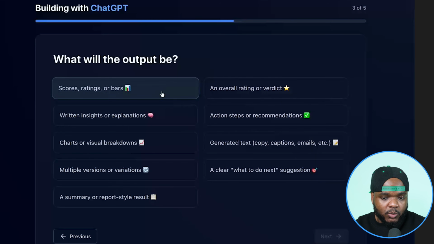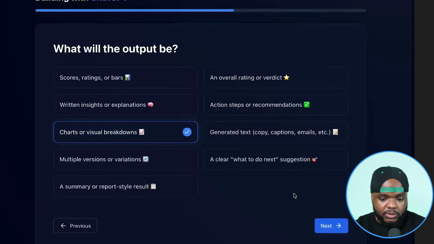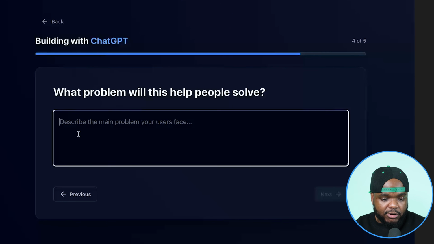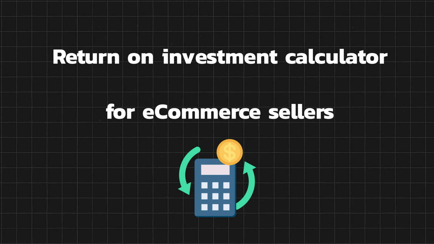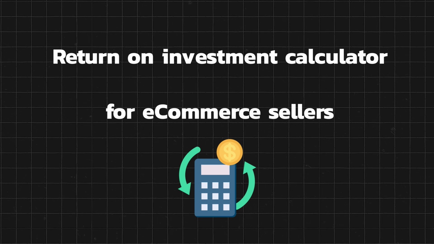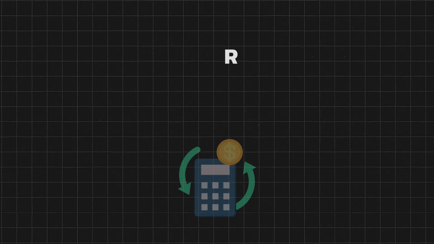Click on next. What's the output going to be? I would say it's going to be chart and visual breakdowns. Let's go with that. What problem will this help people solve? Okay, so right now what I want to build is a return on investment calculator, mainly for e-commerce sellers. I'm building this because I'm someone that's been heavily involved in the e-commerce space, and I know that I've got the expertise when it comes to building a web application that's going to help out a variety of different sellers.